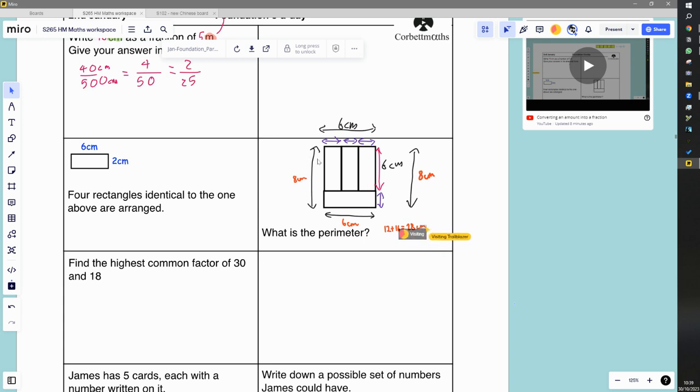And then we've got 8. Now, how did you come up with 8? Well, it's because it's 8 on the other side, isn't it? How did we get this 6? Because it's the length of that side there. How did we get this 8? Well, it's because it's 6 plus the 2. So that's 8. And then we just add them together.